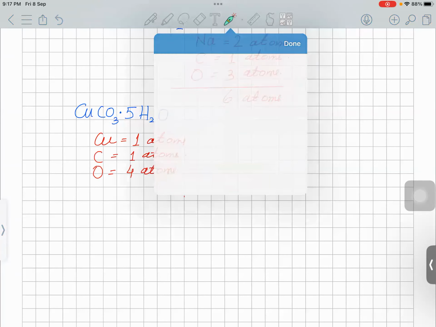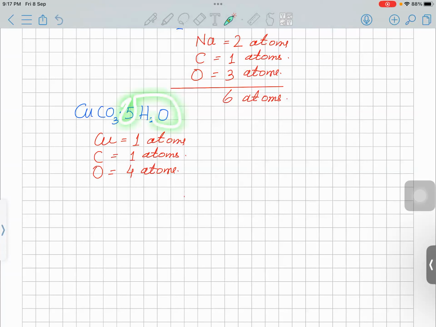Now look here. Sir, 8. Sorry, 8. Here we have 5H2O. So 5 oxygen and then 3, that is 8 oxygen atoms. And then there are 10 hydrogen atoms. 10 atoms of hydrogen. 20 in total. So 20 atoms.